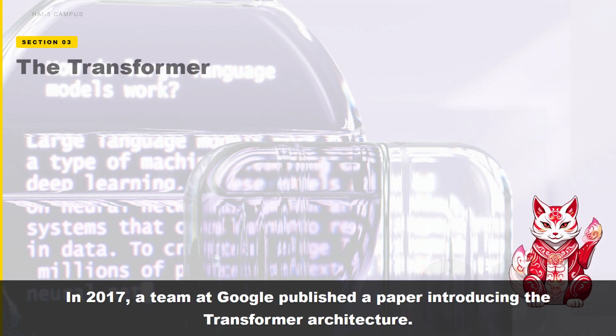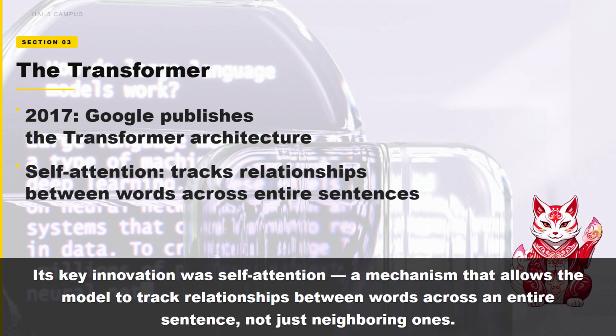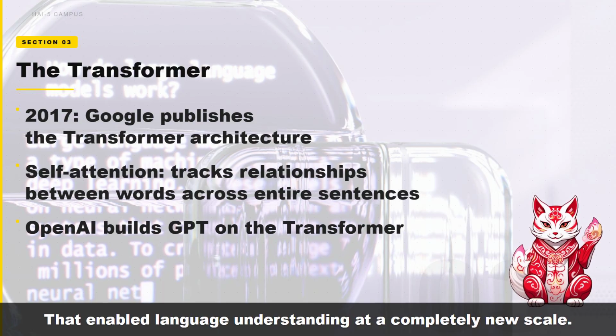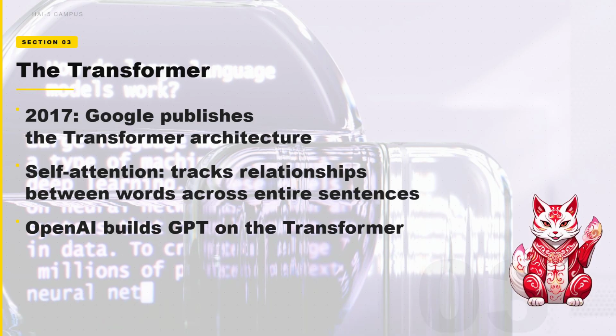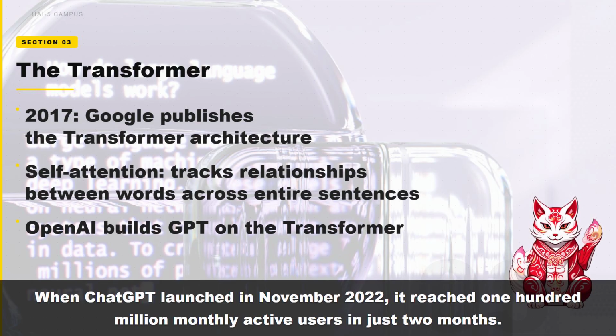In 2017, a team at Google published a paper introducing the transformer architecture. Its key innovation was self-attention, a mechanism that allows the model to track relationships between words across an entire sentence, not just neighboring ones. That enabled language understanding at a completely new scale. OpenAI built on the transformer to develop the GPT series. When ChatGPT launched in November 2022, it reached 100 million monthly active users in just 2 months.